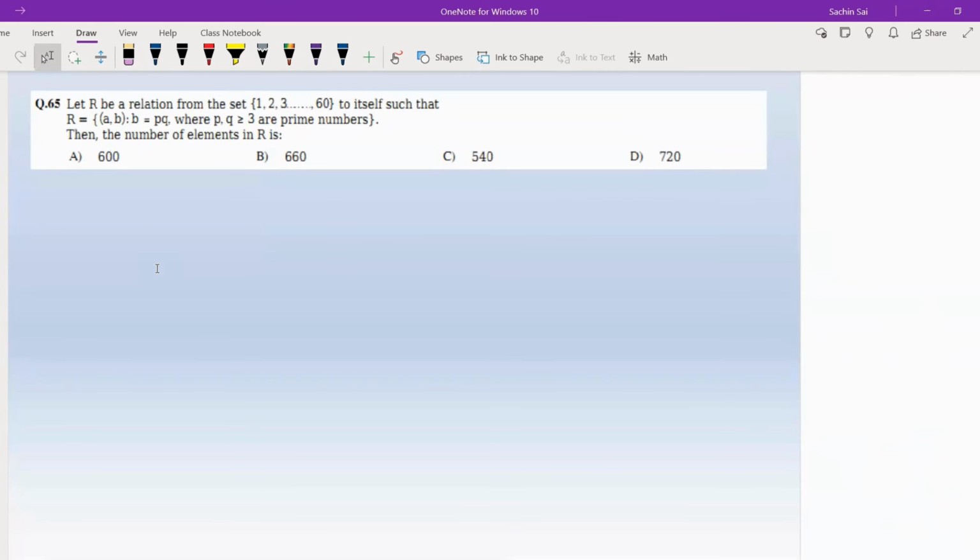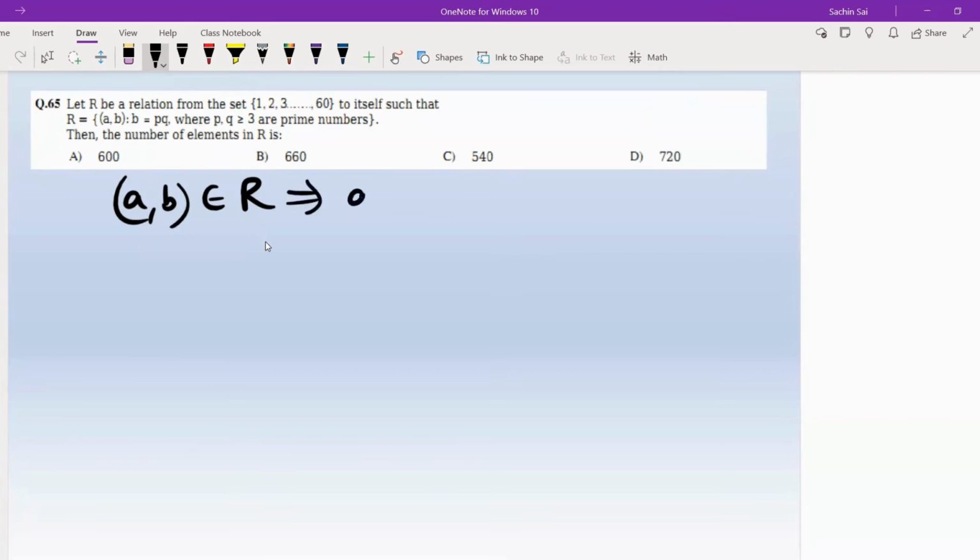Question 65. Let R be a relation from the set to itself such that R equals A comma B, where B is PQ, P comma Q are prime numbers. Okay, so now you need to find the number of ordered pairs in R, right? So what is the condition for A comma B to be an ordered pair in the relation?